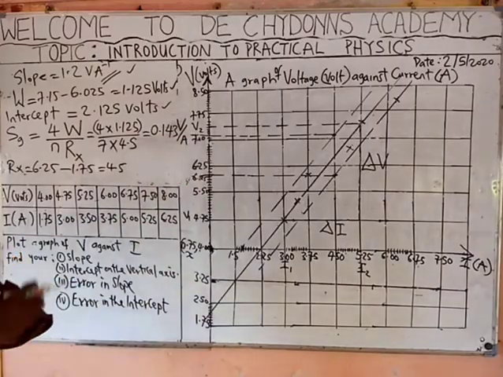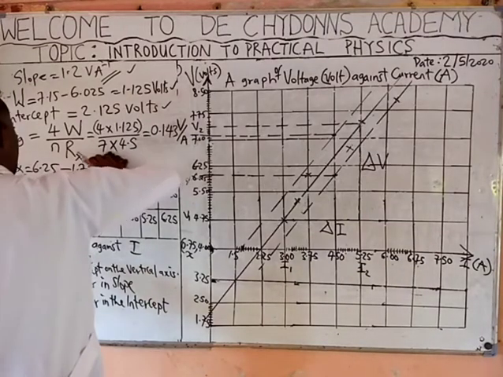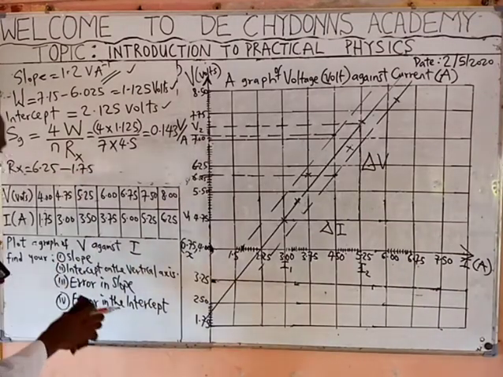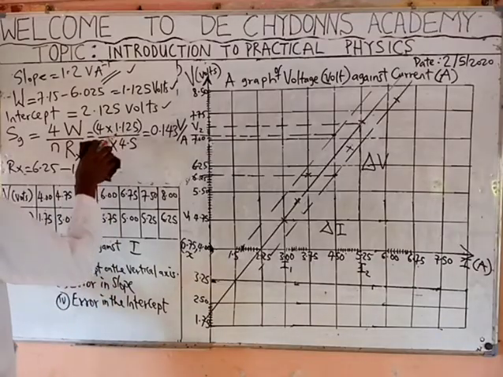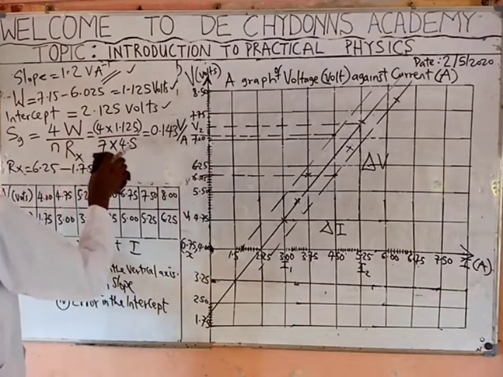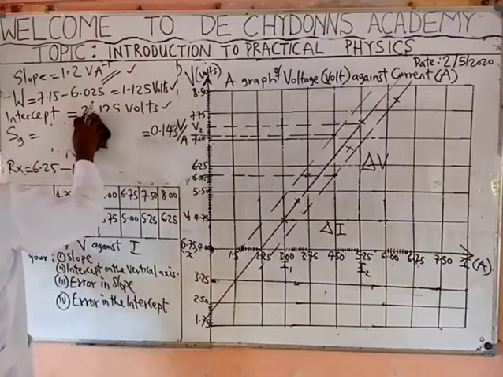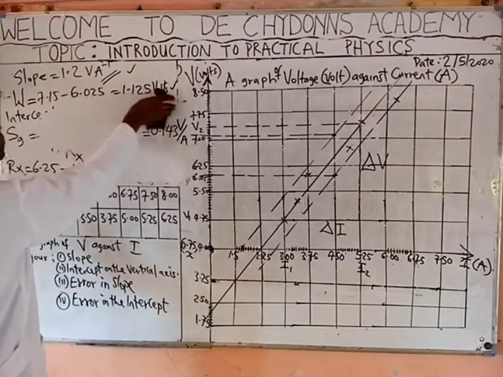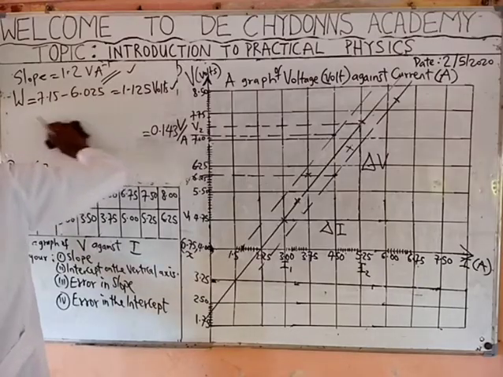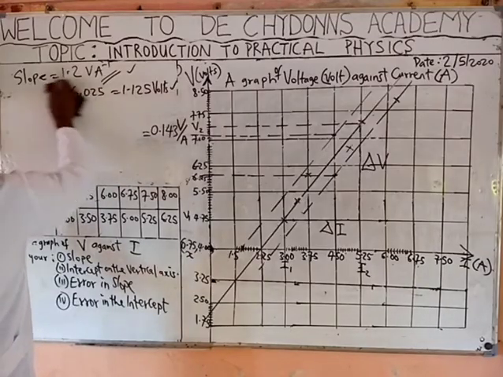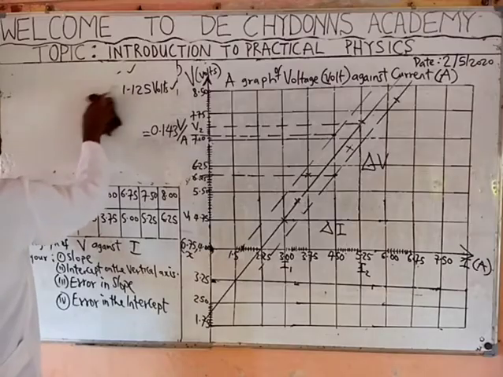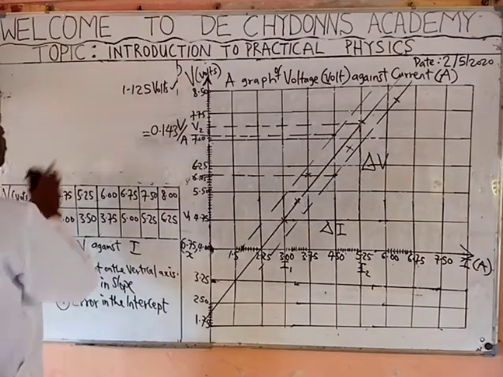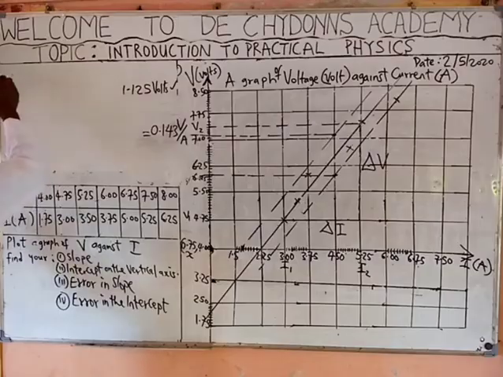Okay? Now, you are getting the error in the slope. The next one is get the error in the intercept. To get the error in the intercept, you use the formula for error in the intercept.